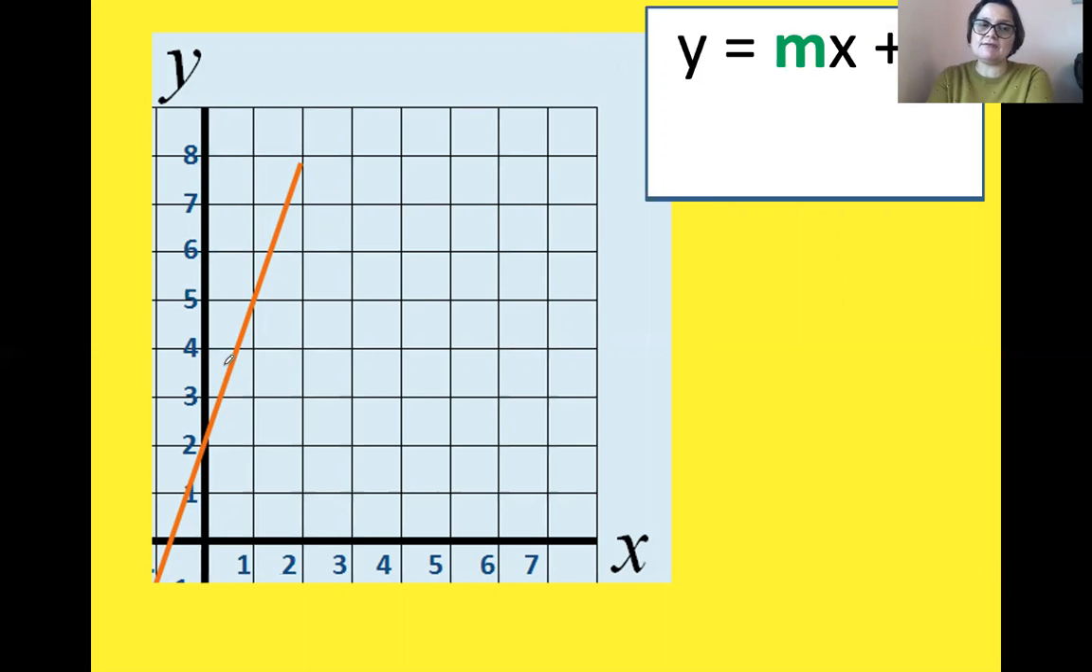Now we have the straight line here, and in my previous lesson, we learned how to find the gradient of the line if you have the line. So first of all, we select two perfect points on the line. So two perfect points are going to be this point here and this point here.